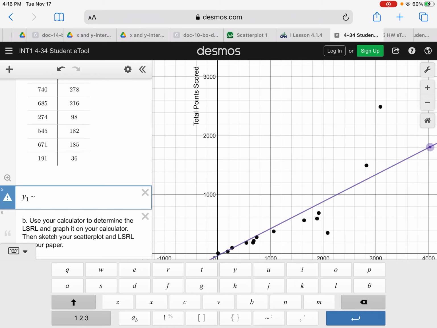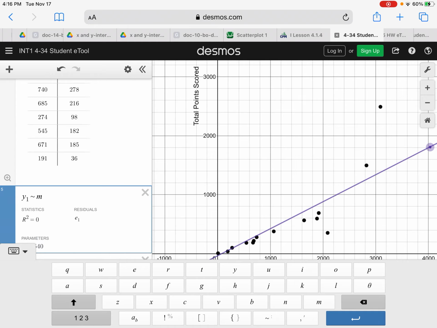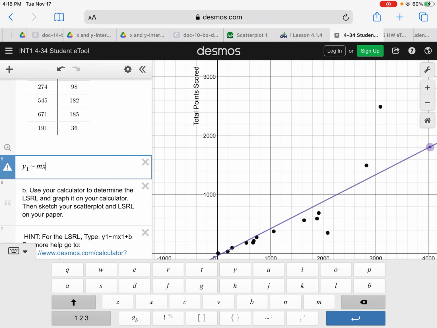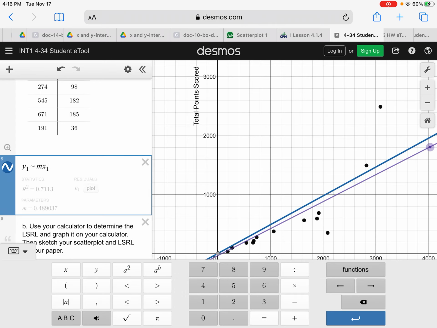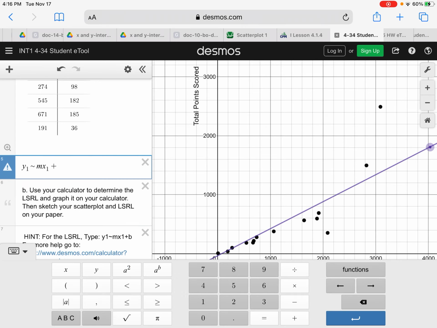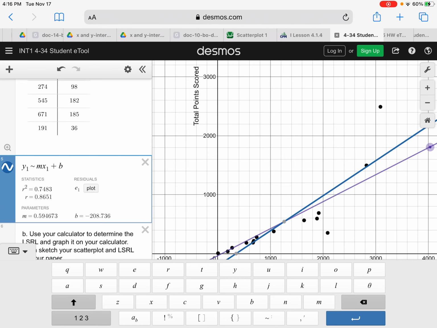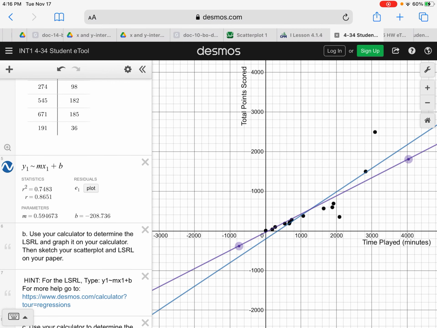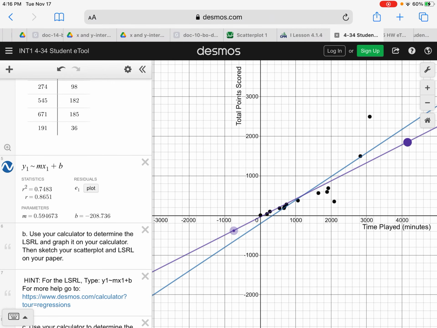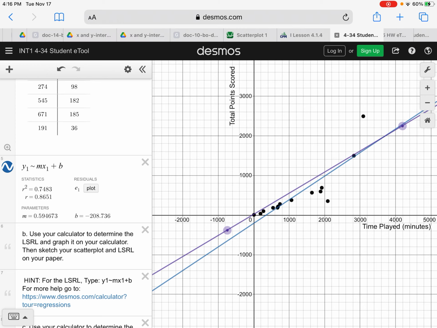And then we're going to do M, that's for our slope, and then X, and we need the 1 after it, so go put the 1 there, okay, and then plus B, so we're going to go back to the ABC thing there, and there it is. There's the real line of best fit drawn in blue. Mine was kind of terrible, so you can see that's what they say the real line of best fit is.